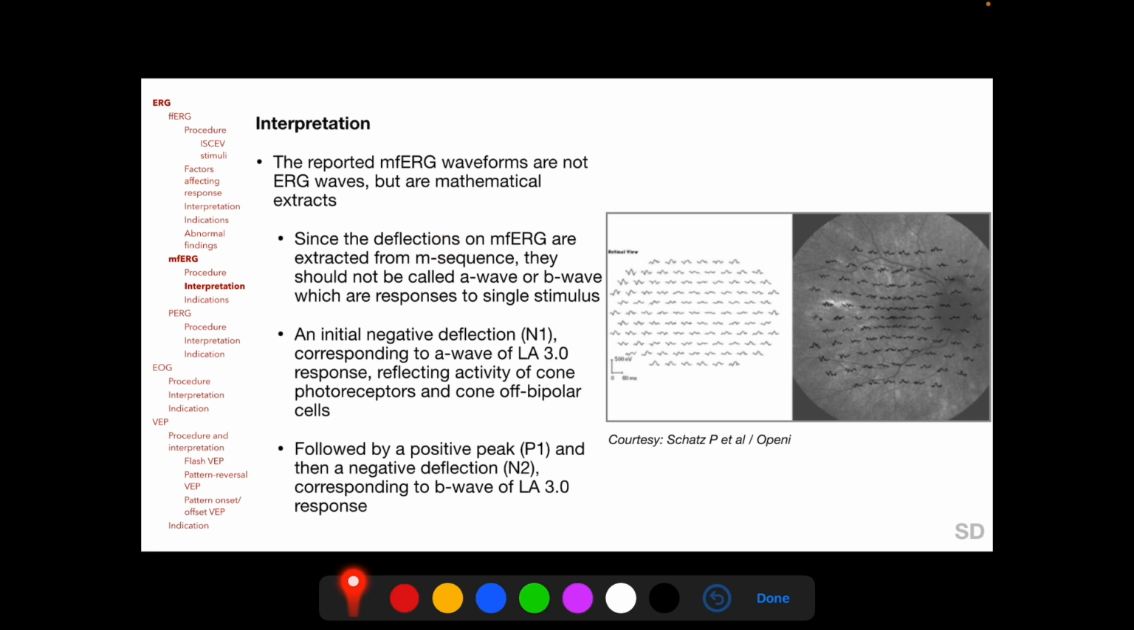Since the deflections on the displayed mfERG waveforms are extracted from the M sequence, they should not be called A wave or B wave, which refer to responses to a single stimulus. In the displayed mfERG waveforms, an initial negative deflection is seen corresponding to the a wave of the LA 3.0 ffERG response, reflecting activity of the cone photoreceptors and the cone OFF bipolar cells, followed by a positive peak corresponding to the b wave of the LA 3.0 ffERG response, and then a negative deflection.